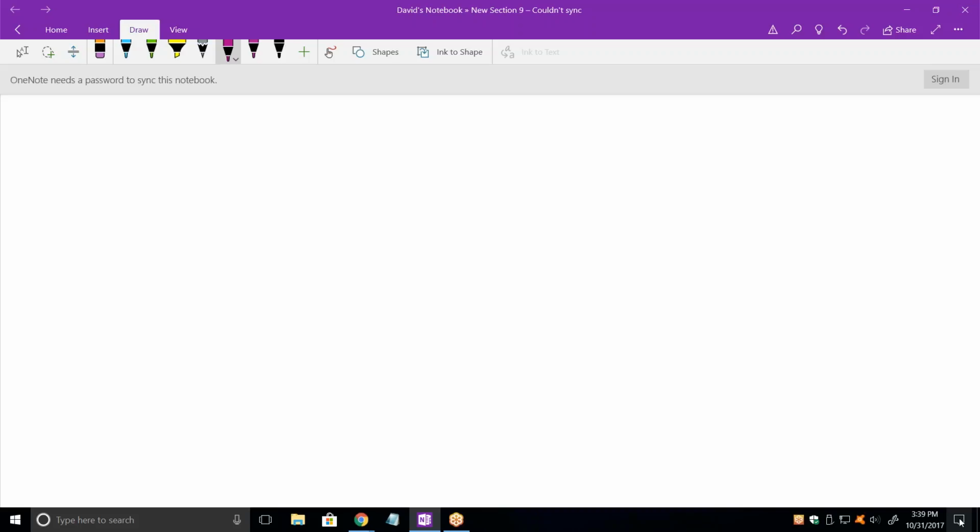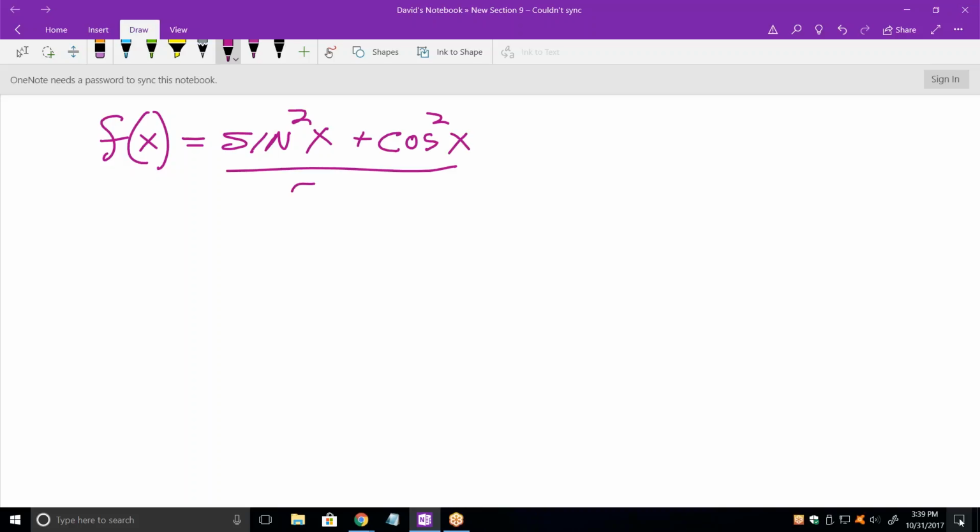All right. So the first one is f of x equals sine squared x plus cosine squared x over cosecant x. And the goal is to simplify it, right? Yeah. Okay. Well, you're more into trig than I thought.